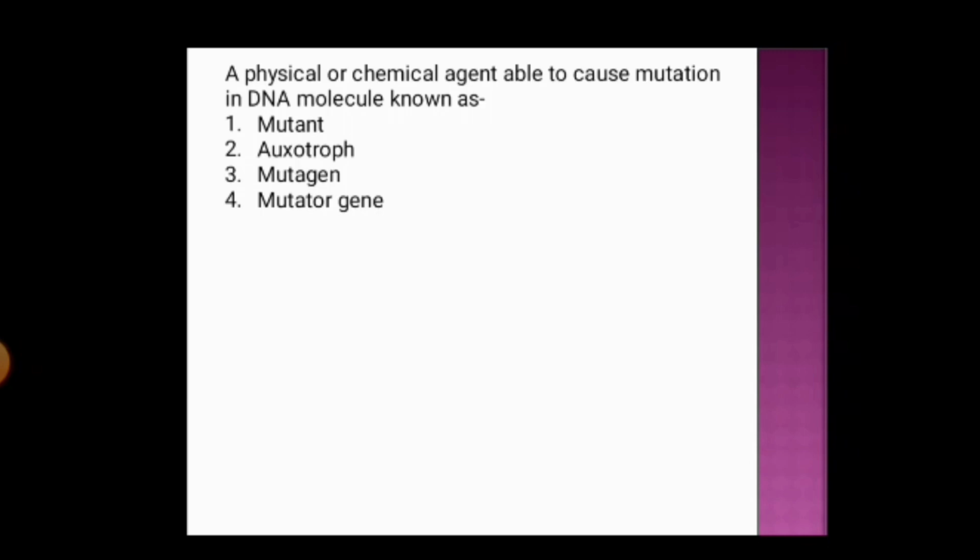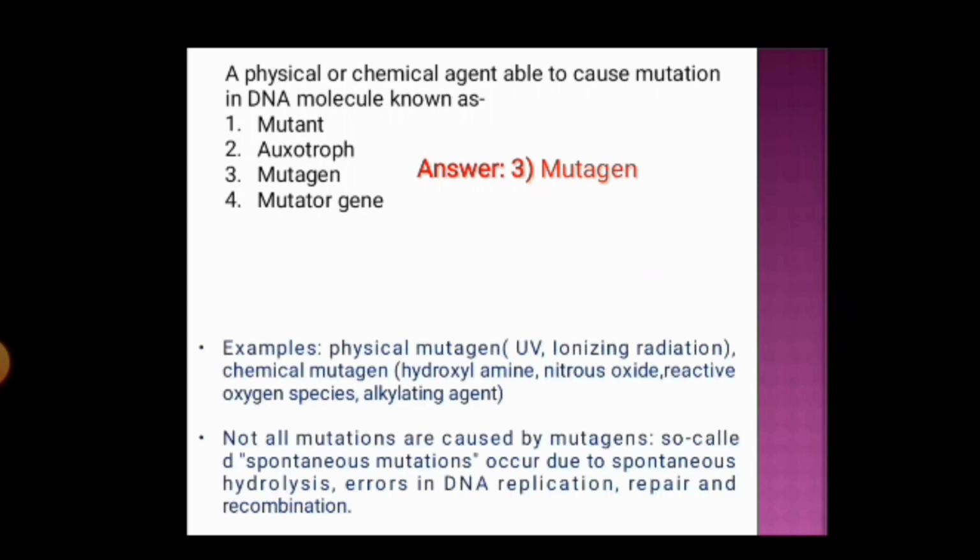The first question: a physical or chemical agent able to cause mutation in a DNA molecule is known as option 1 mutant, option 2 auxotrope, option 3 mutagen, option 4 mutated gene. And the correct answer is option 3, that is mutagen. Now let's discuss mutagen.